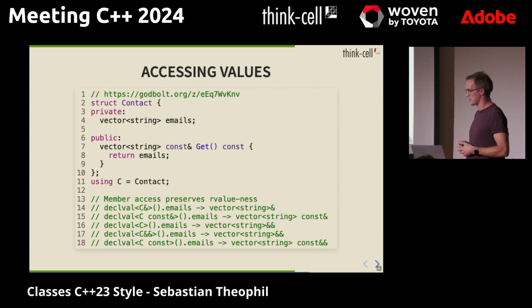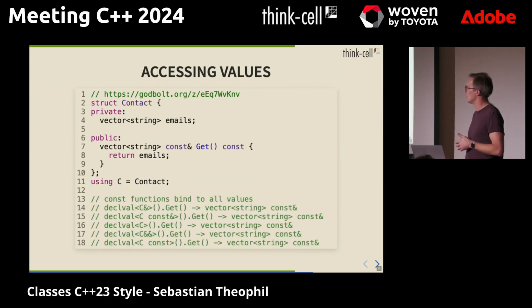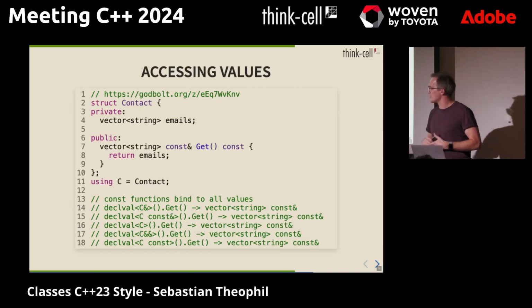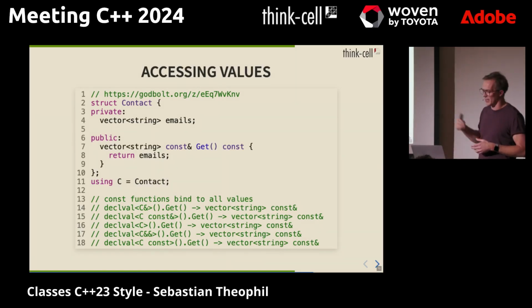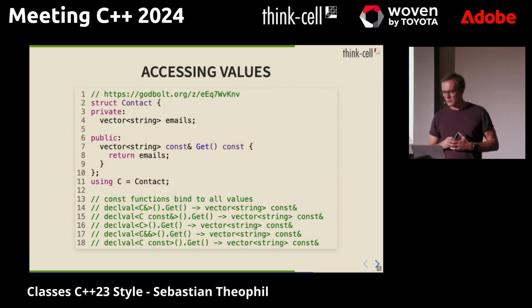This is just correct. And now for the simple member function that we wrote, that's all wrong. It always returns the same. We have just one member function, right? No matter what our contact is, temporary or not, we always get a const reference. That's bad. Now we introduce ref qualifiers.